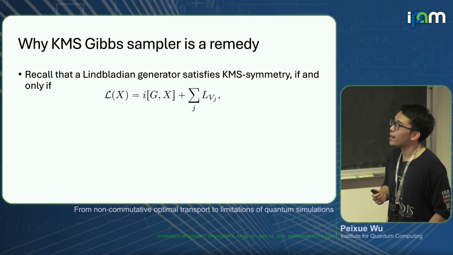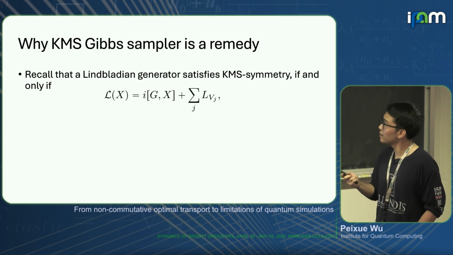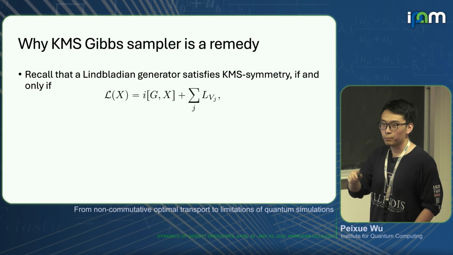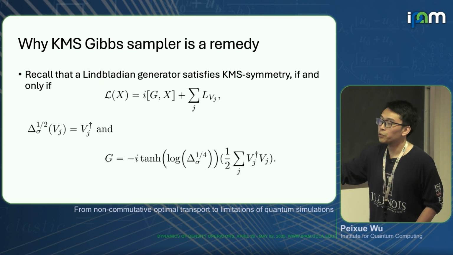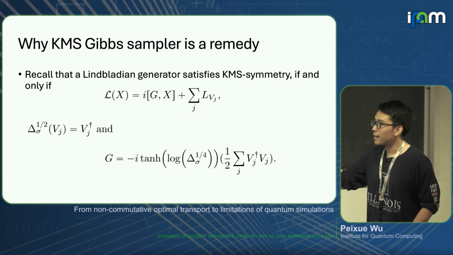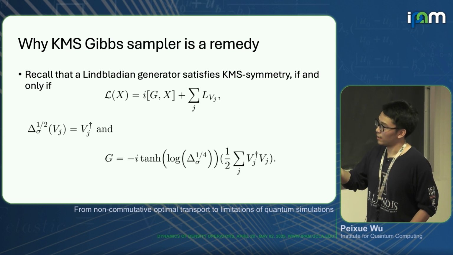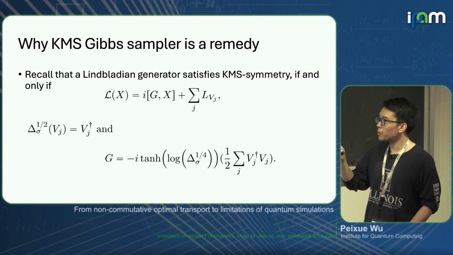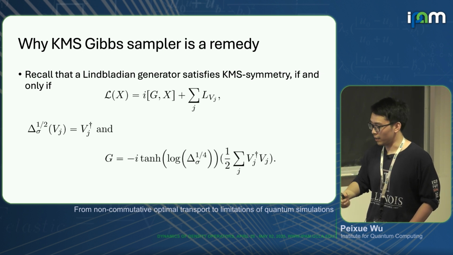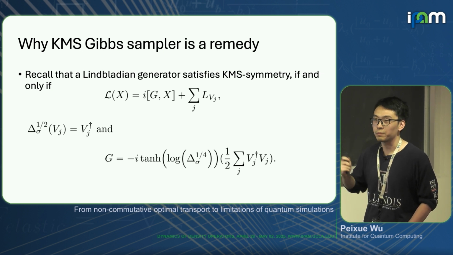Let's talk about why the KMS Gibbs sampler is actually a remedy for this business. So you have to use KMS, you cannot use GNS. I want to recall a well-known result. I don't know whether it's well known in this community. A Lindbladian generator satisfies KMS symmetry if and only if L can be written in this form, and it satisfies these two extra assumptions. If you're familiar with the Carlen-Maas setting, which is the GNS setting, your V and V dagger are commuting with this modular operator. But here you have this weaker notion. This weaker notion in physics actually allows you to not know the whole spectrum of the Hamiltonian, so it can save you some time in this Lindbladian generator.